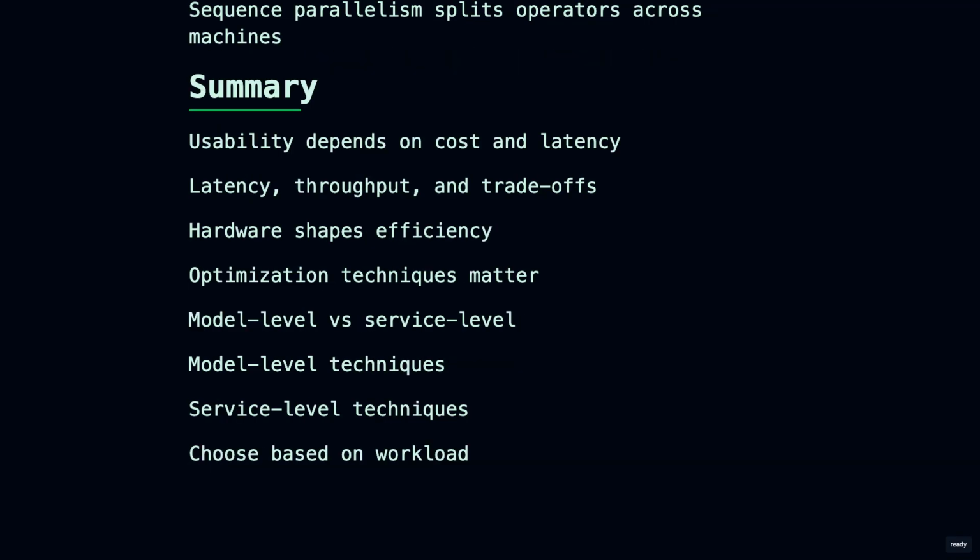The right optimization depends on the workload and the goal. Long contexts favor KV caching. Overlapping prompts favor prompt caching, and if latency matters more than cost, replica parallelism can help by spreading requests across more machines.